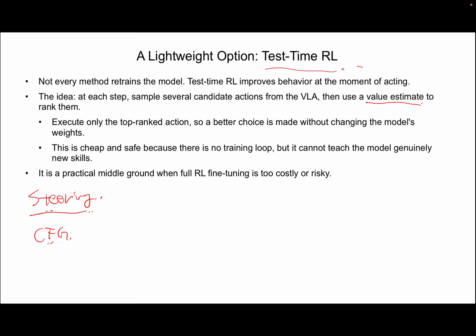We use a value estimate. For iterative sampling, iterative denoising, we can evaluate our sampled data based on our value estimation or reward computation, anything. We can evaluate our currently sampled data, and then we can steer our sampling process to the direction with higher value or reward. That is the philosophy of steering or test time RL.